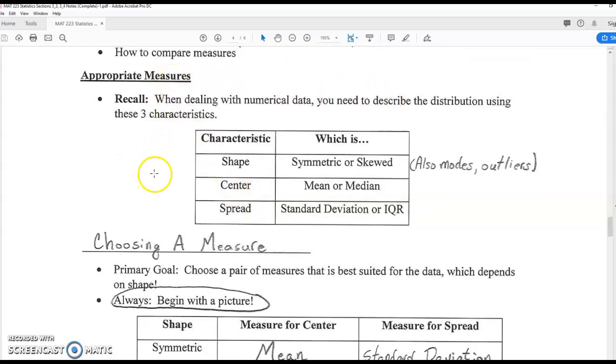Well, I just said it, but always we have to remember that when we're dealing with numerical data, the first thing we want to do to describe is three characteristics, right? After we get our graph, either a dot plot or a histogram, and maybe a stem plot, but not very often, mostly dot plot and histogram. We want to describe it as shape, center, and spread. And for shape, the biggest thing is symmetric or skewed. We also want to say how many modes it has, if it's unimodal, bimodal, or multimodal, and if there's any outliers. And then we want to figure out which center to use, the mean or the median, and which measure of spread to use, the standard deviation or the IQR.